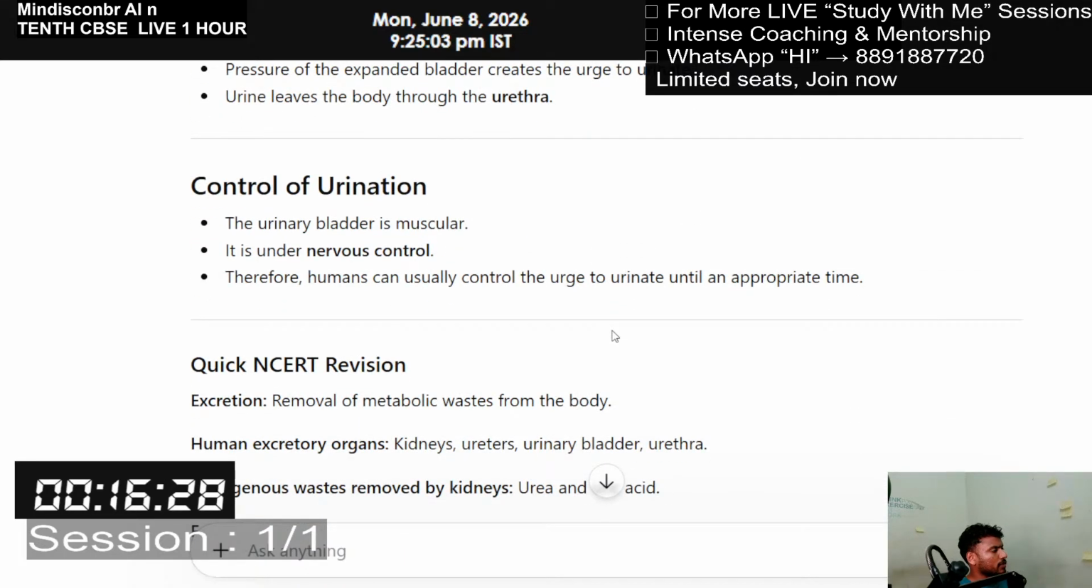Control of urination. The urinary bladder is muscular. It is under nervous control. Therefore, humans can usually control the urge to urinate until an appropriate time.